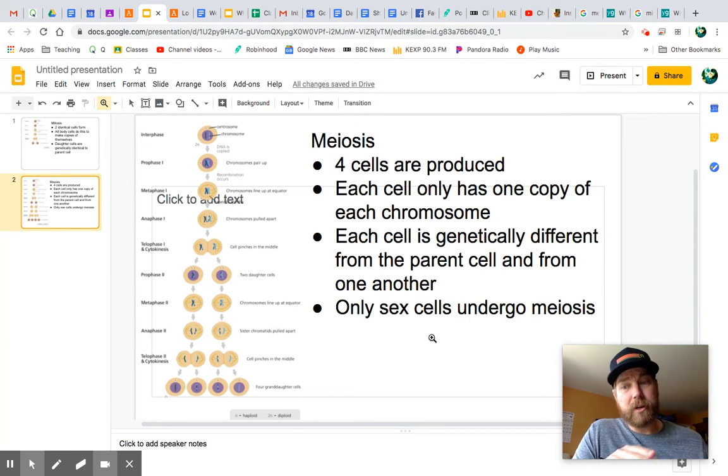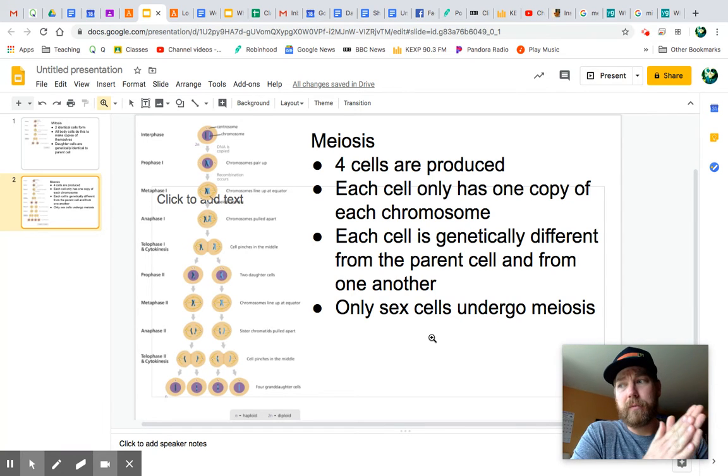Now, all of the genetic information they have is from the parent cell, but it gets mixed up, and they don't have as much. The only cells that do this are sex cells. And they're doing this to produce gametes, sperm cells, egg cells, because this is sexual reproduction. It's two parents that are combining their genetic material to produce an offspring.